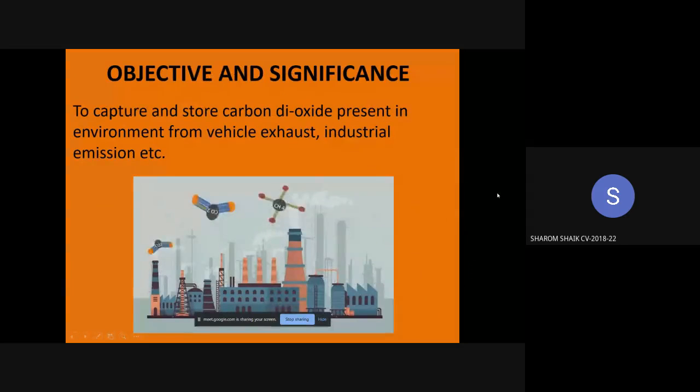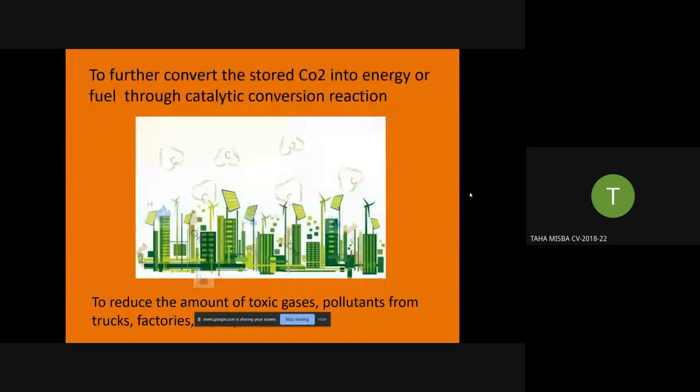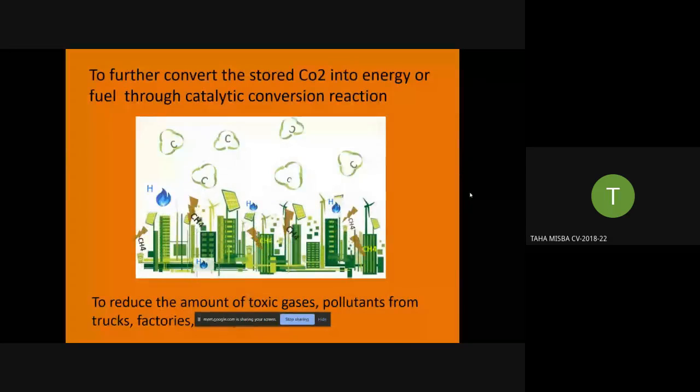Thank you, Sharon. So, the objective of our project is to extract and store greenhouse gases such as carbon dioxide and methane present in the environment, that is through industrial emissions, burning of fuels, vehicle exhaust, etc. The next slide. And to further convert the stored gases into energy or fuel through catalytic conversions. This results in the reduction of the amount of toxic gases and pollutants from trucks, factories, buses, cars, etc.